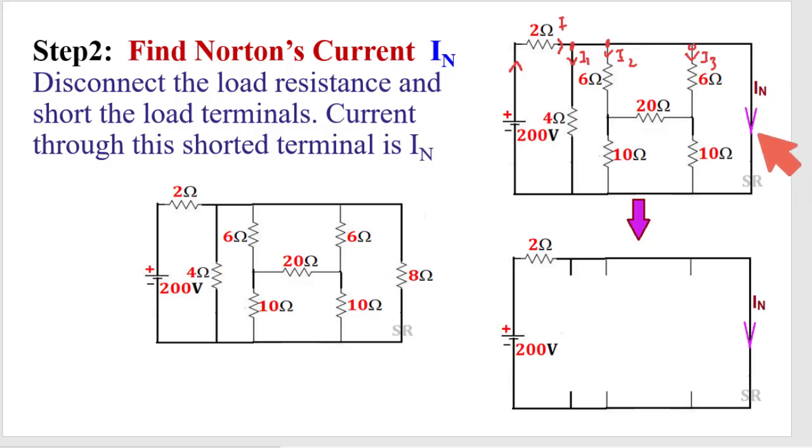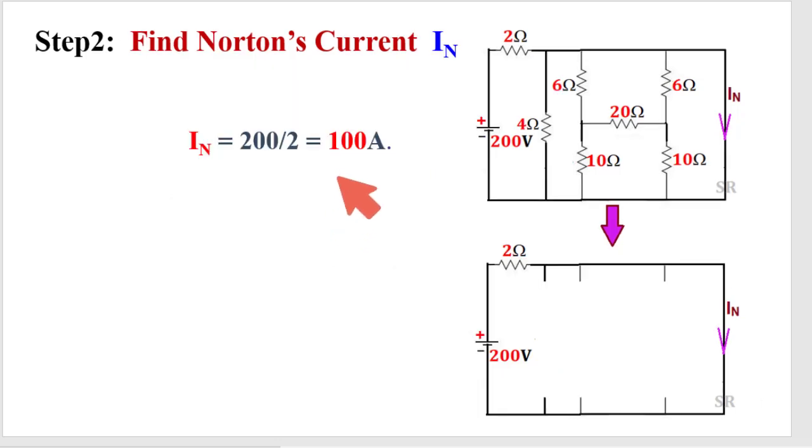So to calculate this In, the whole circuit can be simplified as this circuit. Say this is the voltage, and the 2 ohm resistance is here. The whole current will flow through the In, so the whole current path is through In. Now this is the simplified circuit to find In. What will be In? This current is due to this voltage and only one resistance. So this current is this 200 volt divided by 2 ohm resistance. So the value of Norton current is 100 ampere.